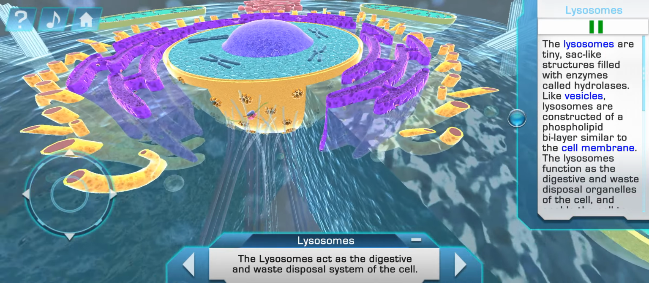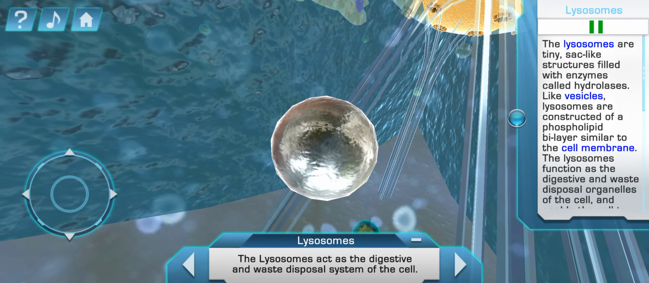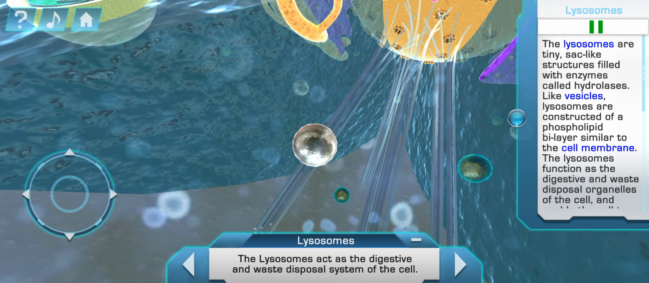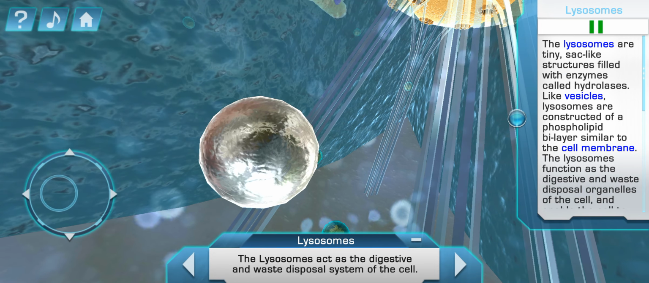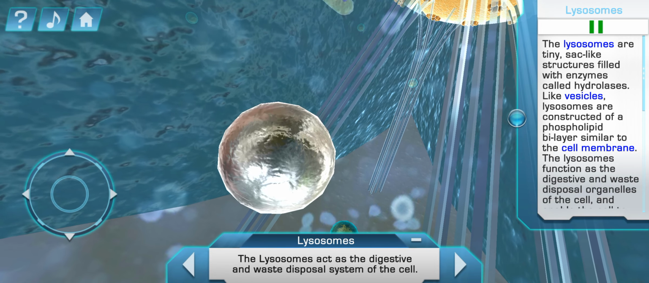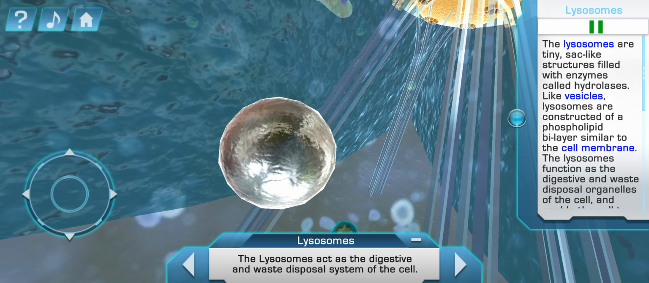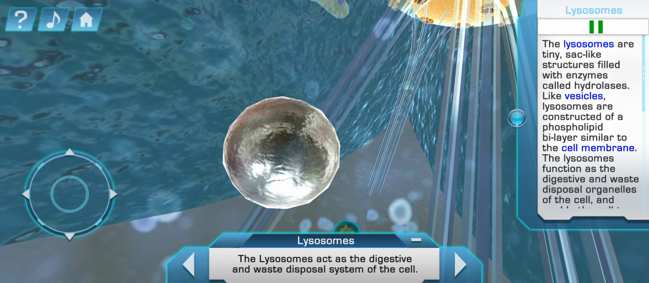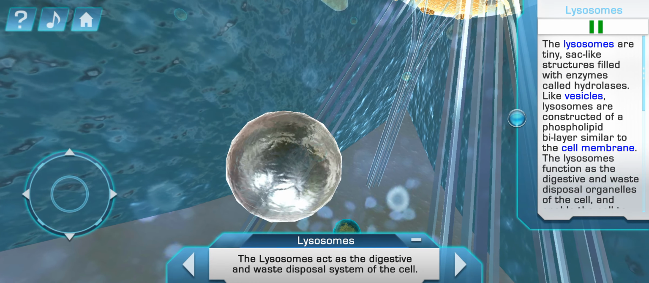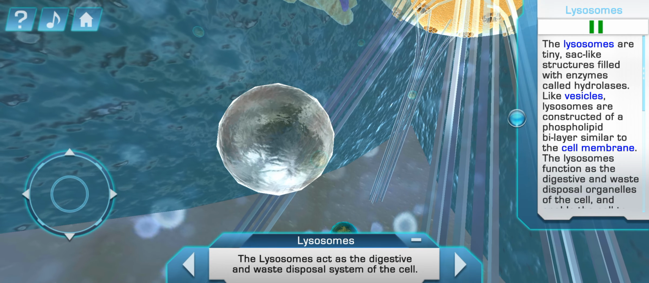The lysosomes are tiny sac-like structures filled with enzymes called hydrolases. Like vesicles, lysosomes are constructed of a phospholipid bilayer similar to the cell membrane. The lysosomes function as the digestive and waste disposal organelles of the cell and enable the cell to utilize nutrients. Lysosomes also break down foreign substances, such as invading microbes, thus freeing up their base components for reuse.